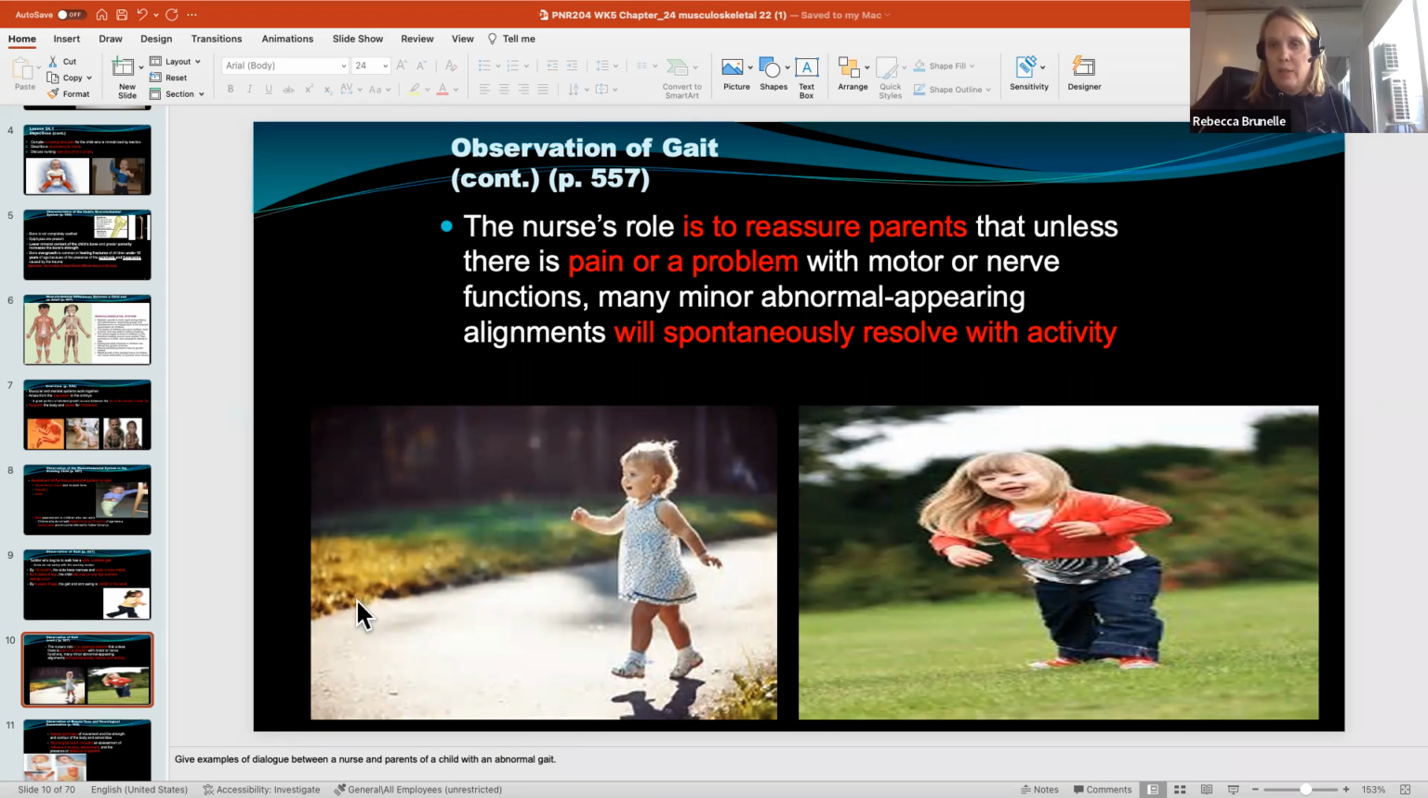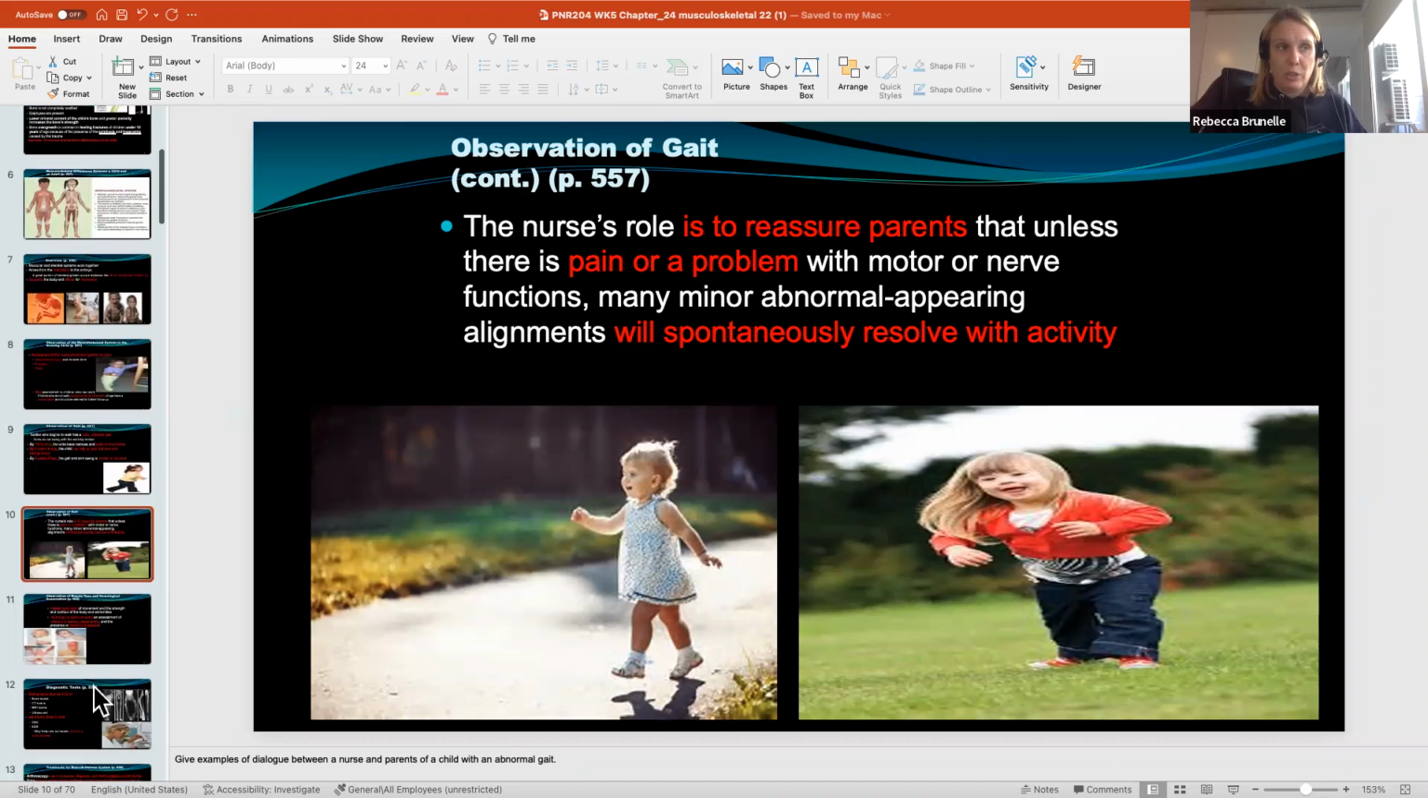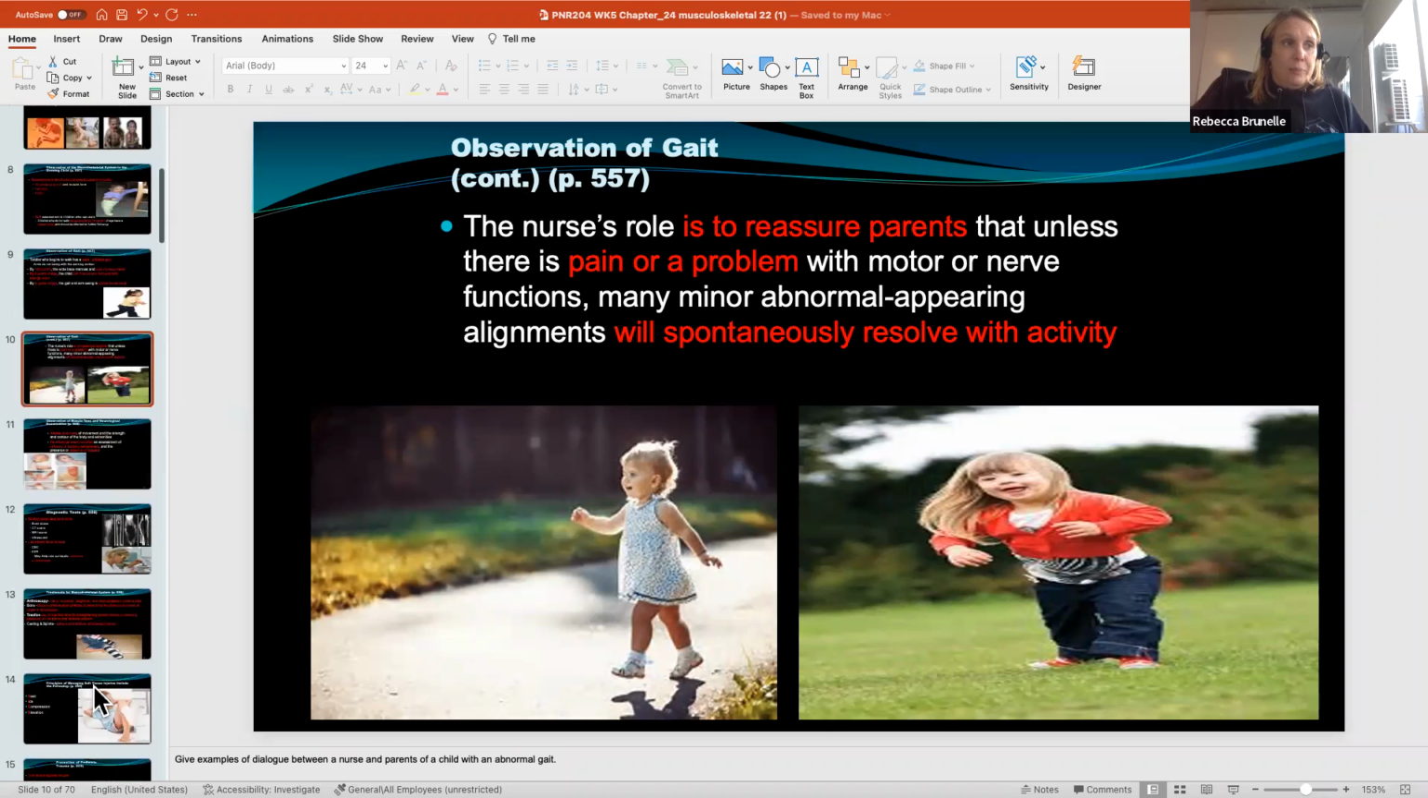We did talk briefly in the last hour about something that you do worry about, and that's walking on toes. If kids are walking on their toes and they never have their foot flat on the ground, that's a sign of CP that requires additional evaluation.